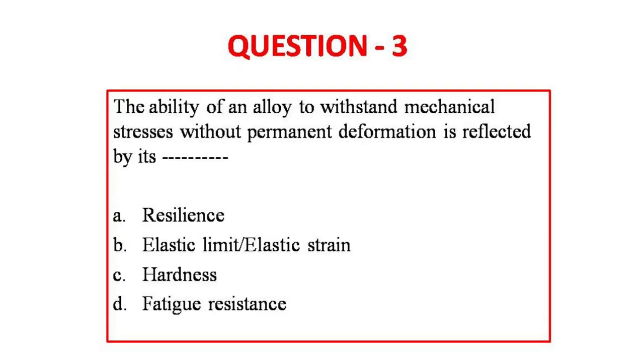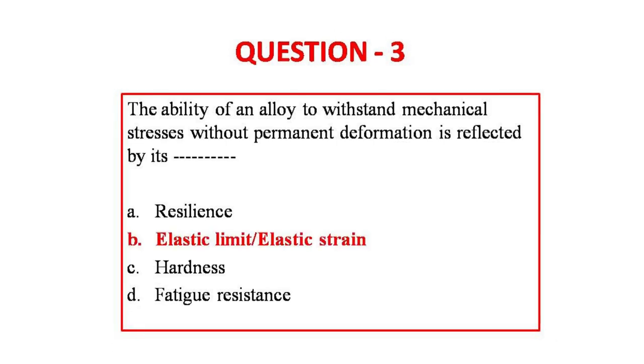So moving on to question number 3. The ability of an alloy to withstand mechanical stresses without permanent deformation is reflected by its, they've given 4 options, resilience, elastic limit or elastic strain, hardness, fatigue resistance. The answer to this question is option B, elastic limit or elastic strain.